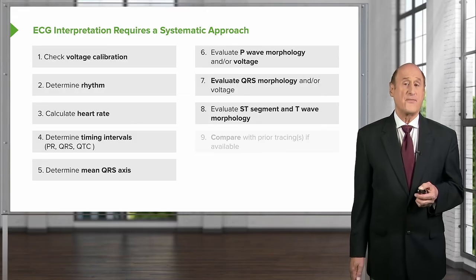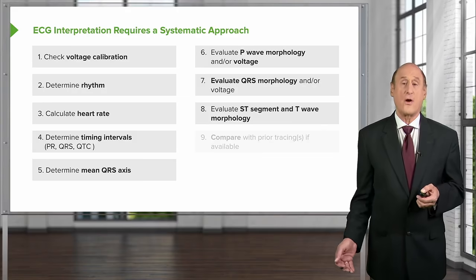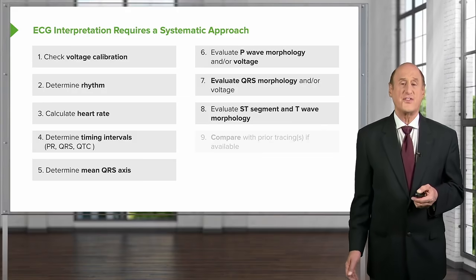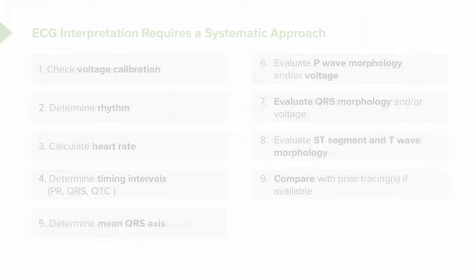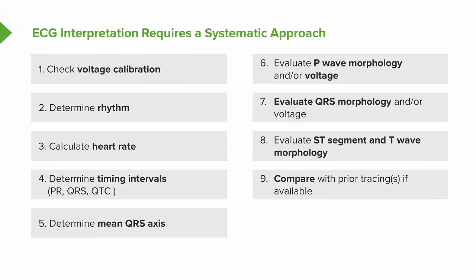Ischemia, lack of blood flow in the heart that can lead to angina or heart attacks, changes the ST segment and T-wave morphology. And if we're lucky enough to have an earlier baseline EKG, we compare it to see, have there been changes? Is something going on here that's something acute?